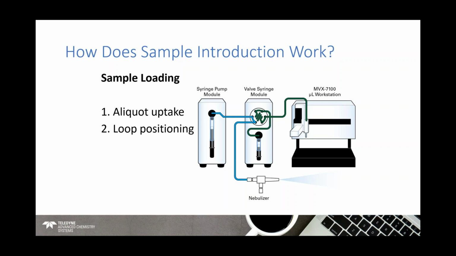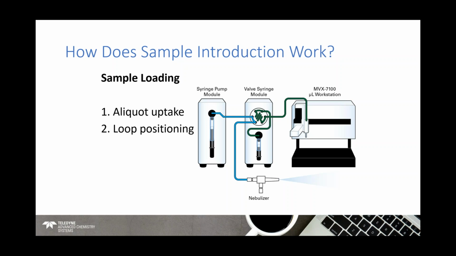You have a flow from the syringe pump module, which is the module delivering the sample and a carrier solution to your nebulizer. This is shown in blue on this diagram. That flow can either be set as a continuous flow through to your nebulizer, or it can start after the sample's been taken up. It goes from that syringe pump module along the blue line via the 6-port switching valve on the valve syringe module to your nebulizer.